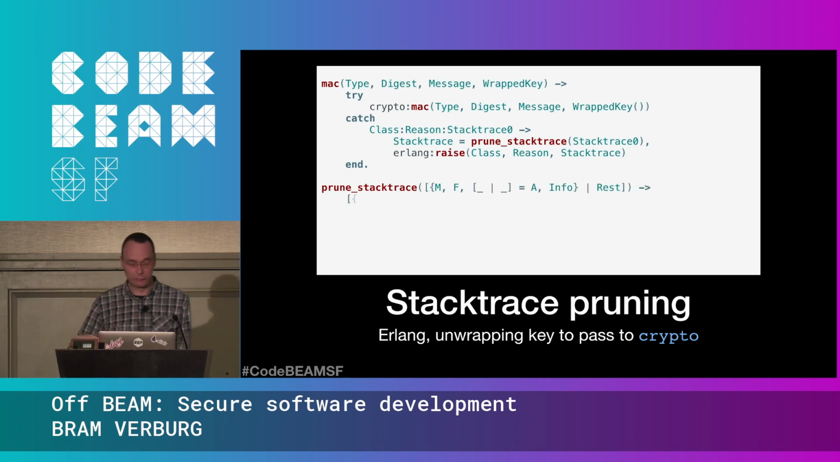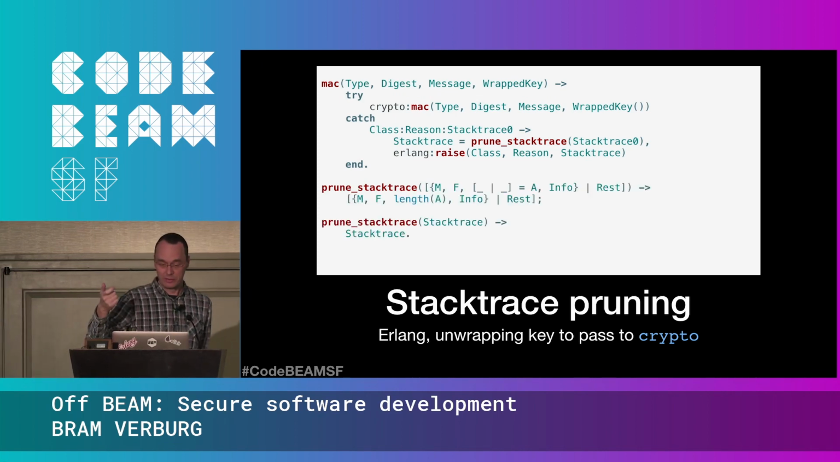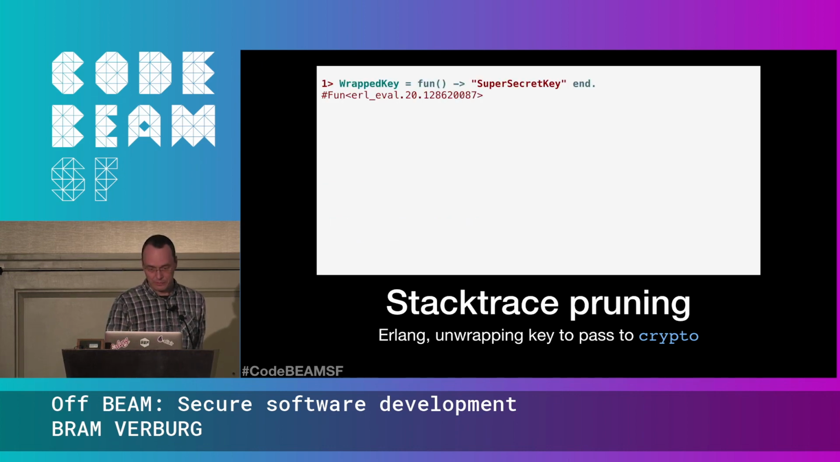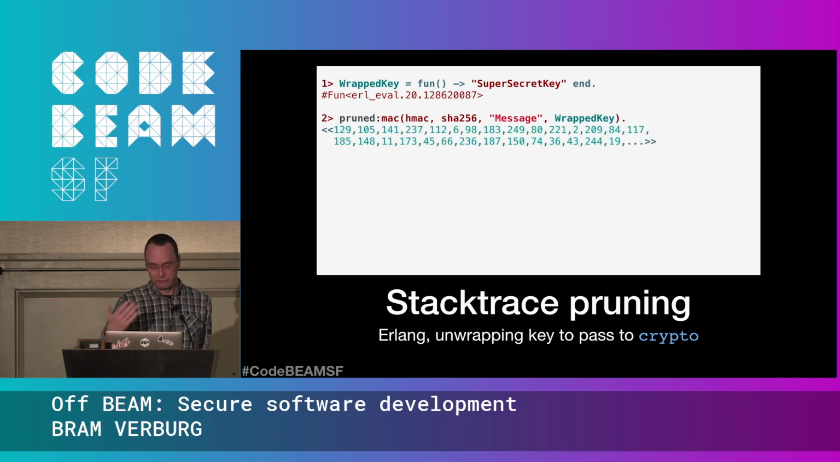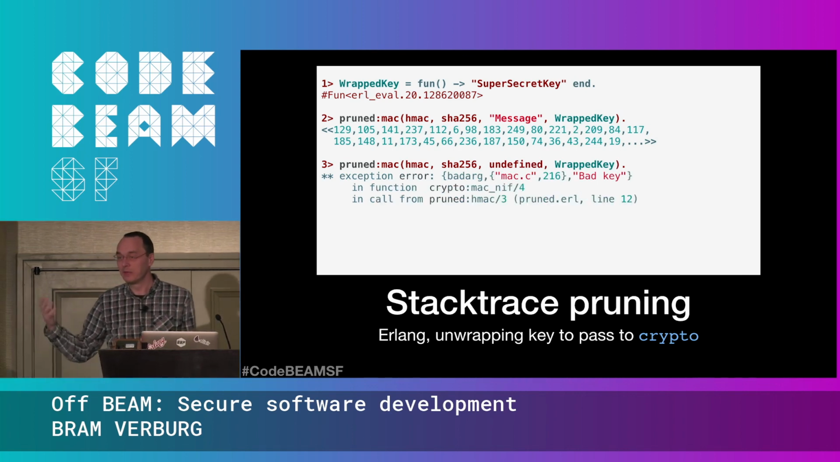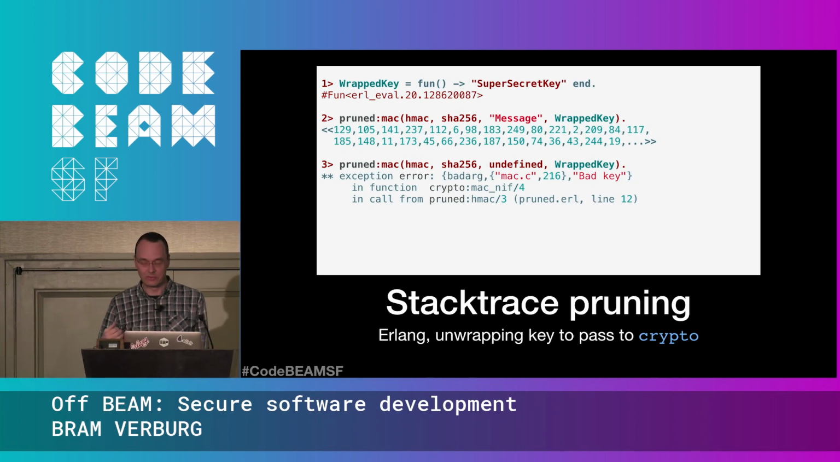This is how the stack trace pruning looks. Basically, if the first element in the list has a list of arguments, it replaces the list of arguments with the arity of the function, the length of the list. And then it re-raises the exception. So now, if I again wrap my key and call this pruned function, I don't have to unwrap the key here. I pass the wrapped key, the anonymous function, into this function. If an exception happens, I still get my stack trace, which is useful for debugging, but I don't get the arguments, and therefore I don't get the secret.